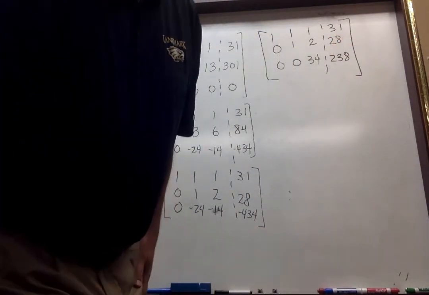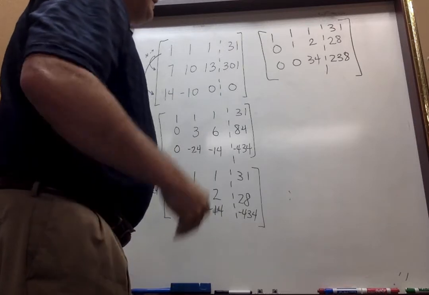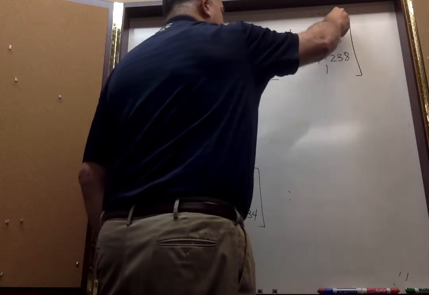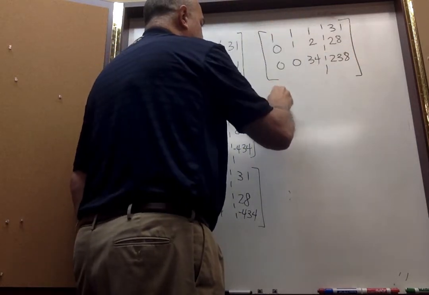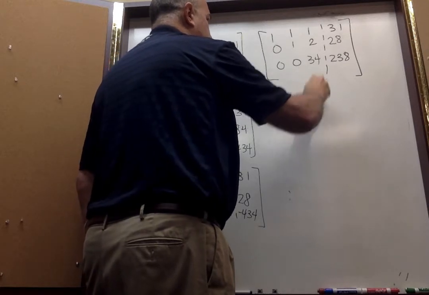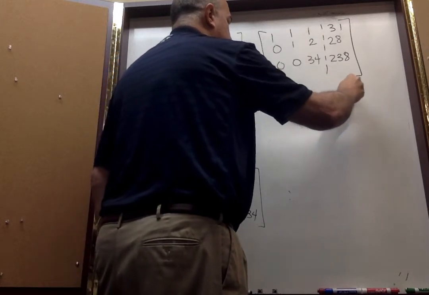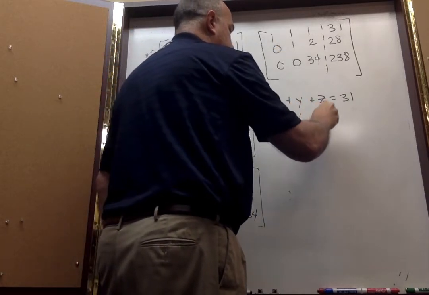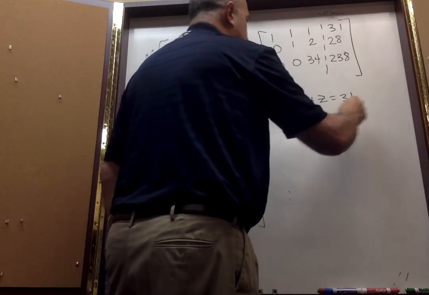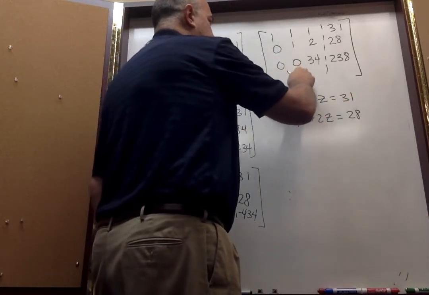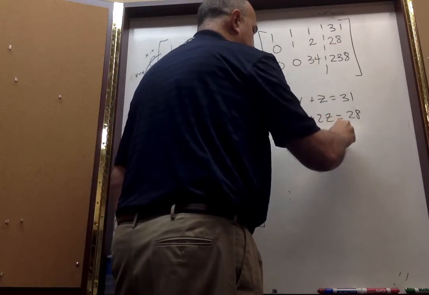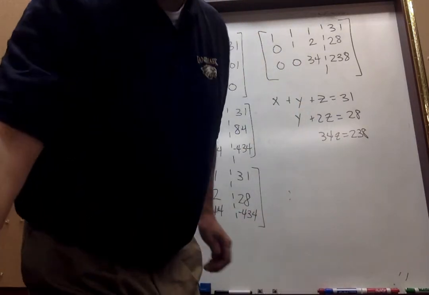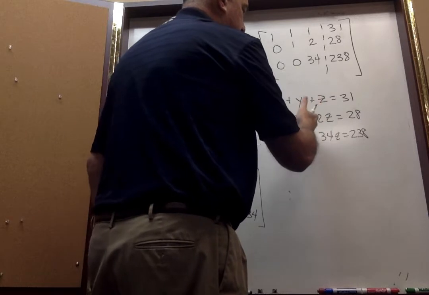Okay, and at this point I'm done with the matrix part, and I can go back and put them into equations. So remember, this is my x column, my y's, my z's, and my constant. So 1x plus 1y plus 1z equals 31. 0x plus y plus 2z equals 28. And the last one, 0x plus 0y, 34z equals 238. And now I can just work my way backwards and figure out my z and then my y and then my x.